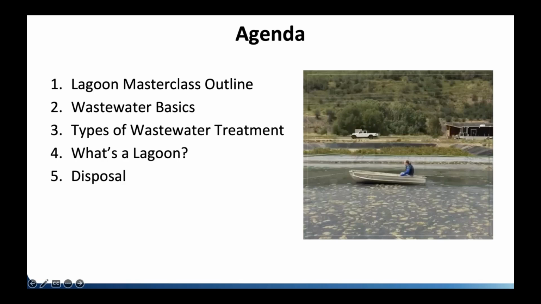So today we're going to talk about wastewater basics, types of wastewater treatment facilities, lagoon systems in particular, and then kind of the disposal side of it as well. I'm trying to really not make any assumptions about what you do or do not know, and really start from the ground up and build this up. And that's how we want to do this masterclass.